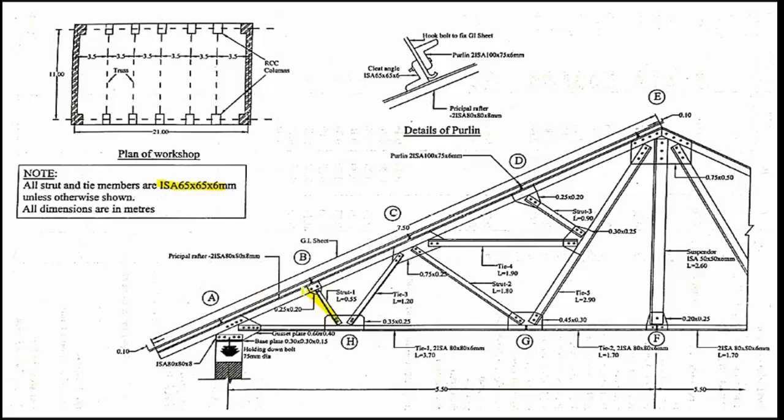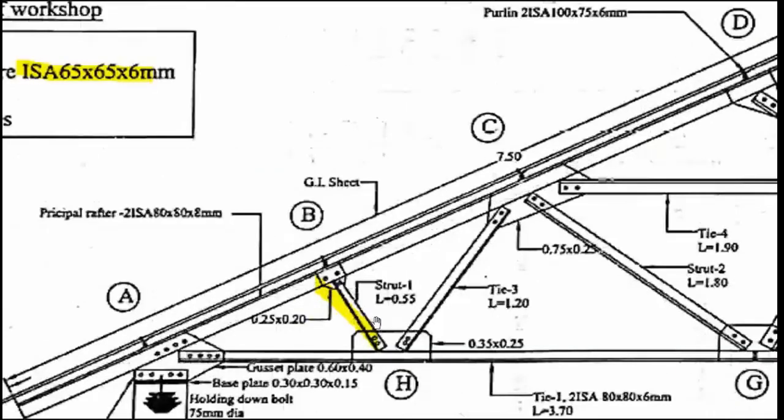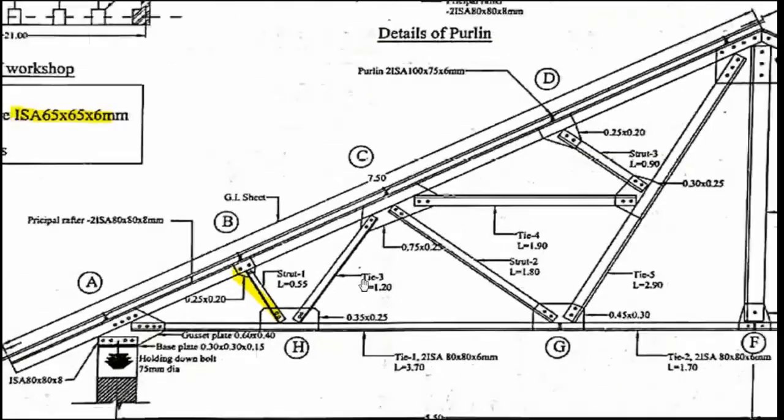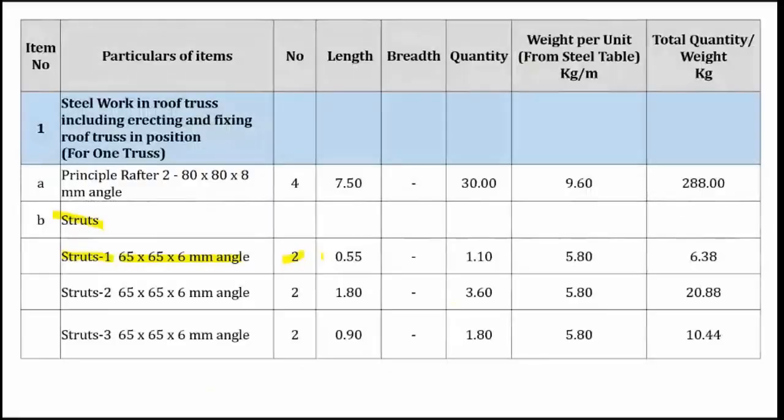Then next is the length of 0.55 meters. So here I will write 0.55 meters is the length. If you multiply 2 multiplied by 0.55, you will get 1.1. So we are going to get the weight from the steel table, that is 5.8. If you multiply, you get the answer as 6.38.